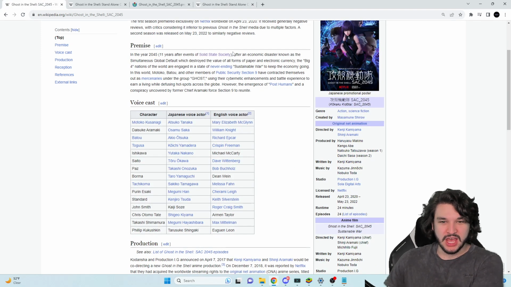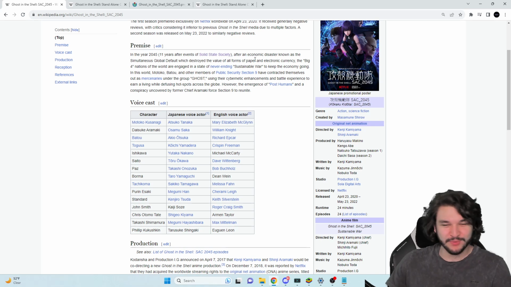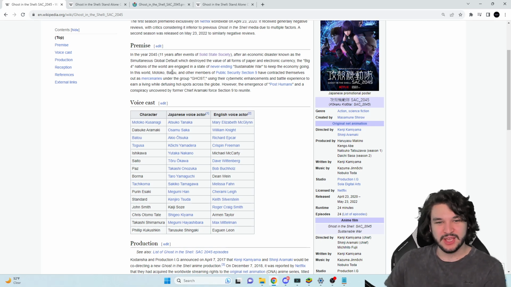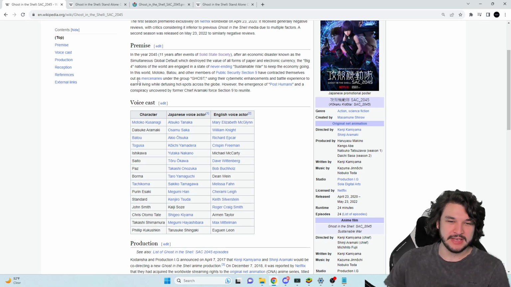And then it says, after an economic disaster known as the simultaneous global default, which destroyed the value of all forms of paper and electronic currency, the big four nations of the world engage in a state of never-ending sustainable war to keep the economy going. And then the Public Security Section 9 have contracted themselves out as mercenaries under the group Ghost, using the cybernetic enhancements and battle experience to earn a living while defusing hotspots across the globe.